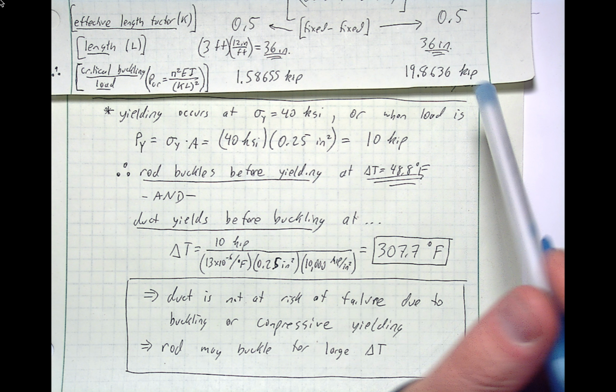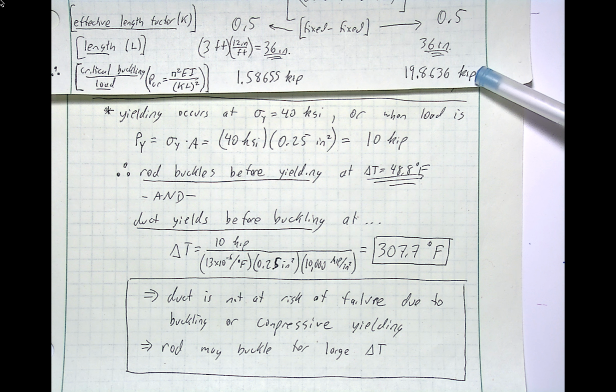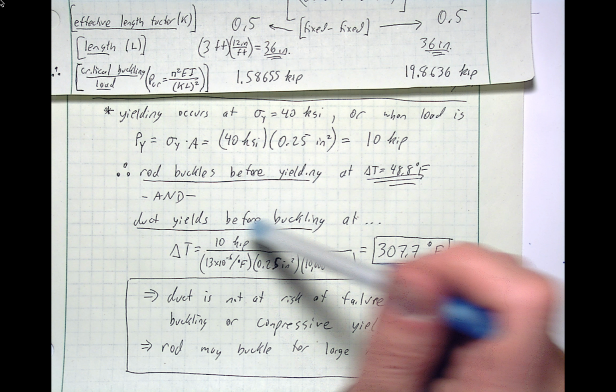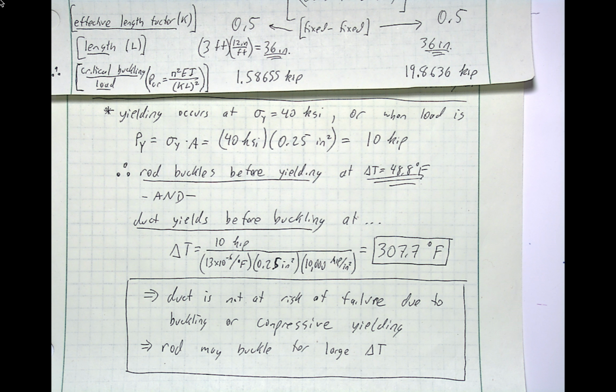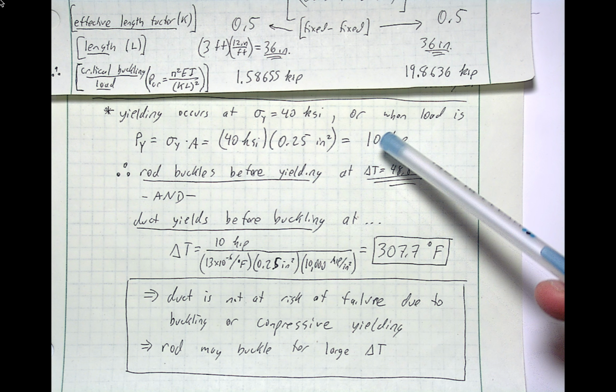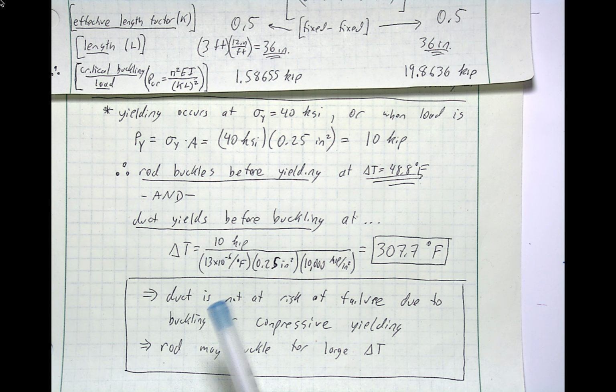But the duct, if we compare the 10 kilopounds to its critical buckling load of 19.9 kilopounds, actually it's going to yield before it buckles. Right? So as we increase the load, we're going to hit 10 before we hit 19.8. And so therefore, we can find the temperature change at which that occurs just by plugging the 10 kilopounds into the same formula. And we find that that's going to occur at a temperature change of 308 degrees Fahrenheit.